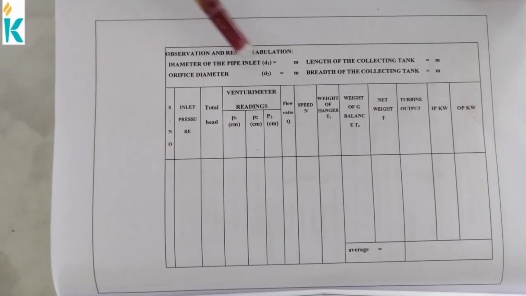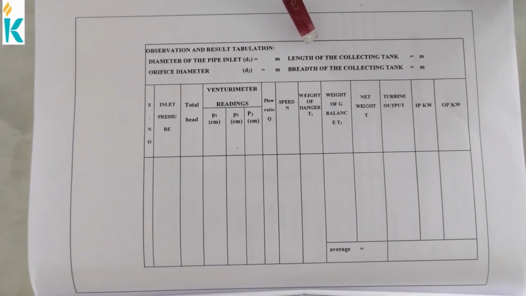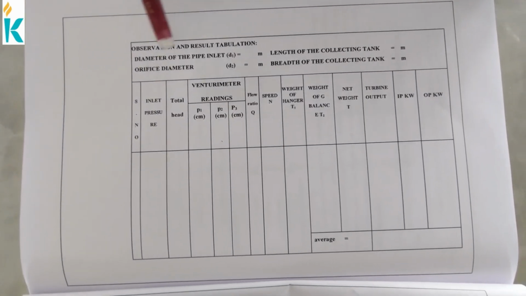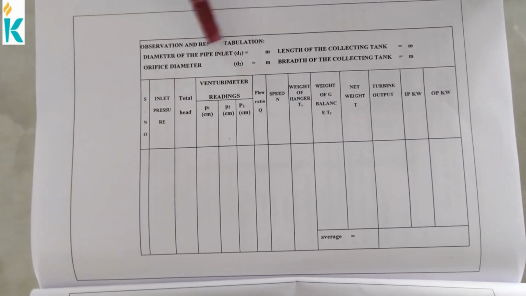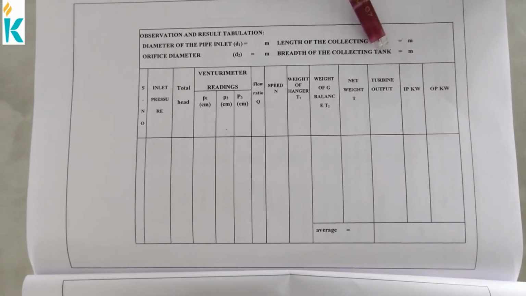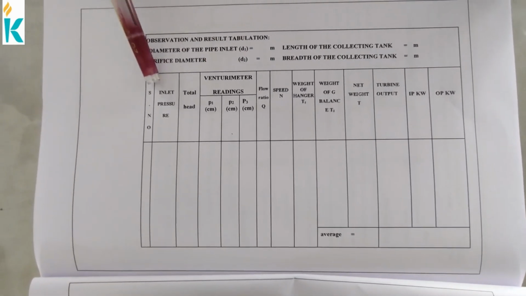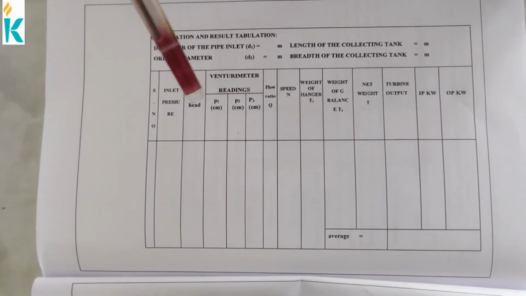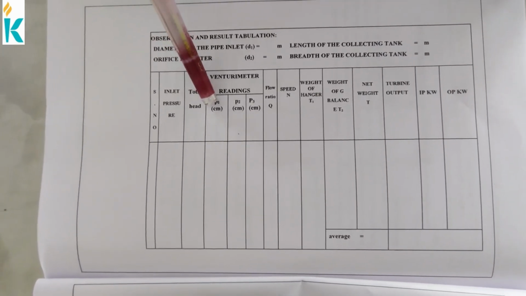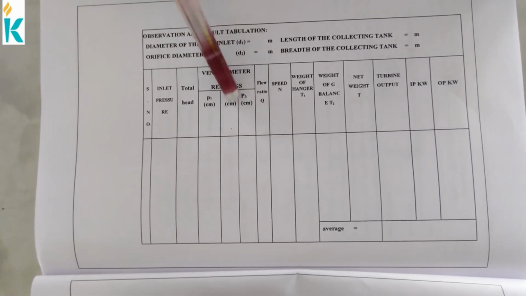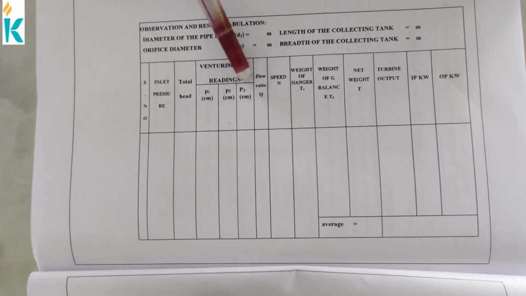Next, this is the tabular column. From the tabular column, observe the diameter of the pipe inlet and the orifice meter diameter. Then the length of the collecting tank and the breadth of the collecting tank. Next, the inlet pressure of the venturi and the total head. Then the P1 and P2 readings: this is the venturi inlet, venturi outlet. This is the total head value.